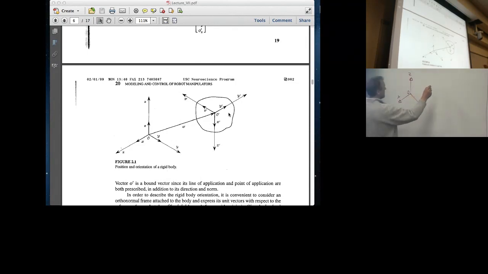And then there's another coordinate system, which is out here. This is x prime, this is y prime, and this is z prime. Okay, and we call this coordinate system O prime. So this is a local coordinate system. This local coordinate system is different from this. It is translated and it's rotated out there. And we just want to basically see how we can relate these two things to each other.